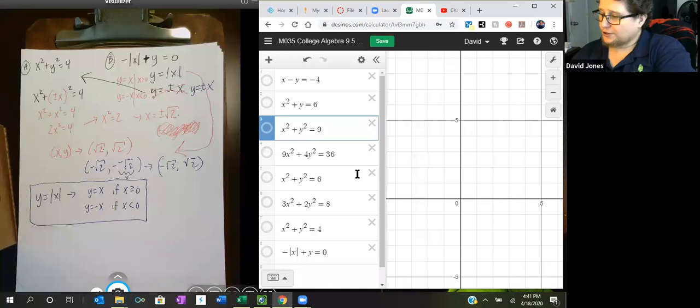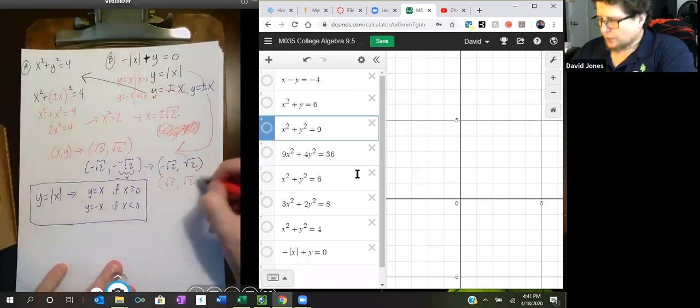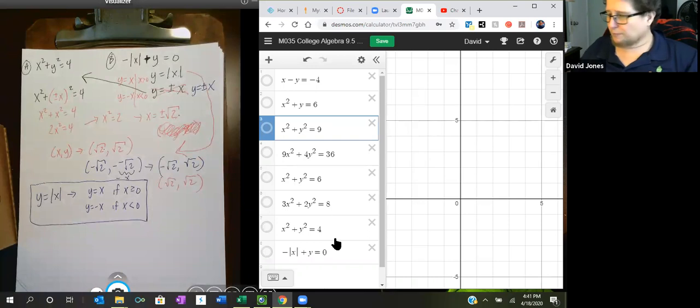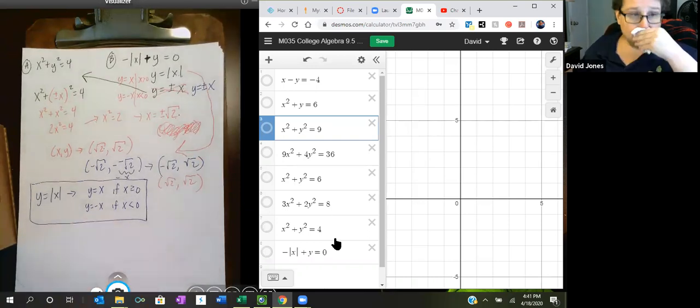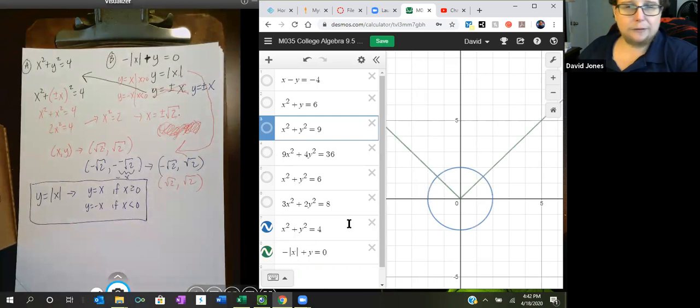So we have two answers. Square root of 2, square root of 2, and negative square root of 2, negative square root of 2. Sorry, I kind of bumbled that. It's a split system like this. It's piecewise, as they like to say. You should check it algebraically. Let's just see what happens when we plug it in.